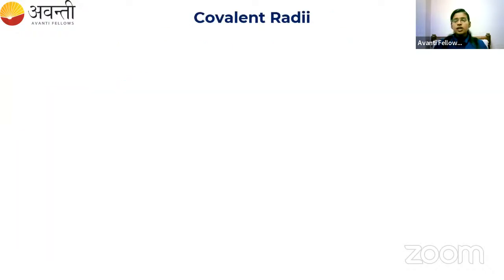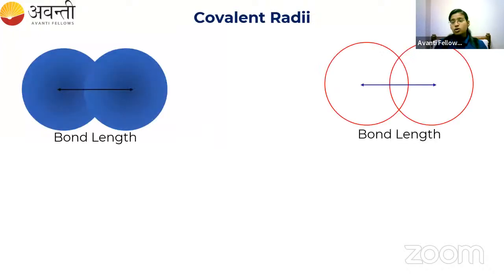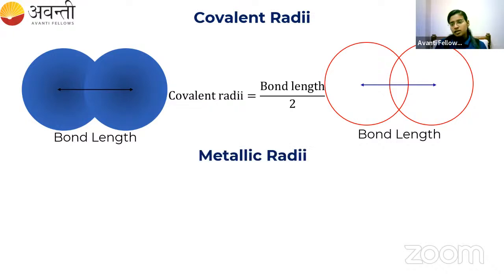Now, this internuclear distance, which is the distance between the two nuclei, is also called bond length. So, bond length divided by 2 is the covalent radius. Bond length is otherwise called internuclear distance, so the same thing divided by 2 will give us the covalent radius. Okay. The second radius is called metallic radii.